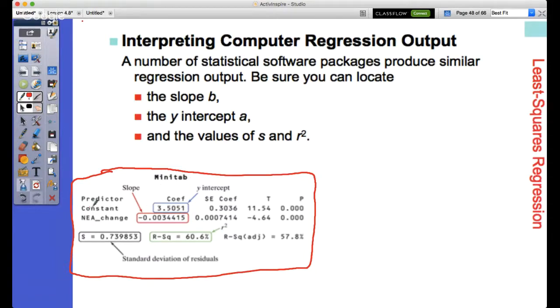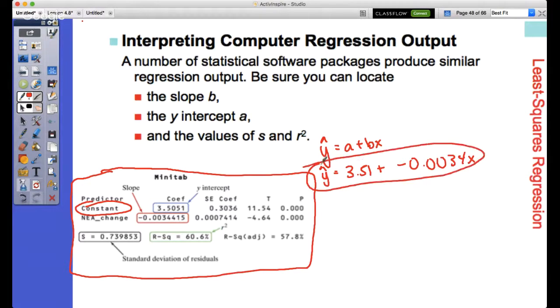Before I move on, this would be a good thing to remember. When we look at our y hat equals a plus bx, the constant, the y-intercept, is 3.51, so we put that here. The b would be the slope, which would be negative 0.0034. You put x in, and then y hat is our predictor of the least squared regression line. That's how I would get the least squared regression line from the coefficient.